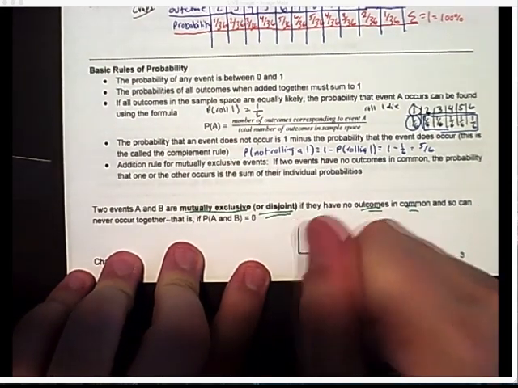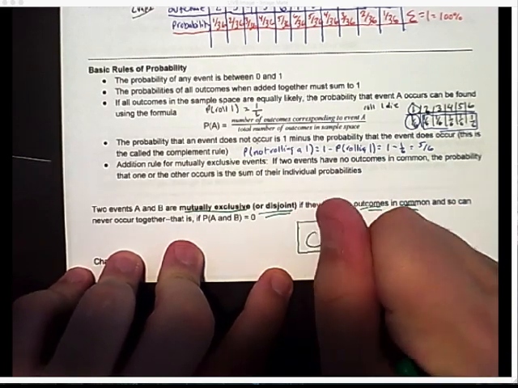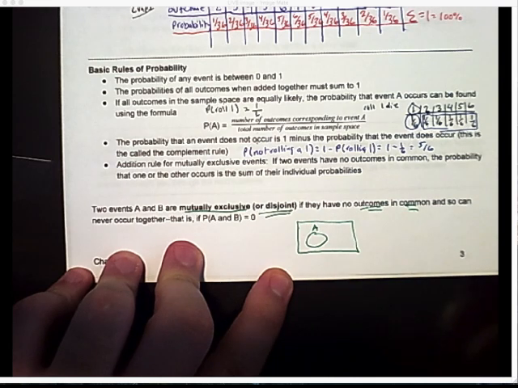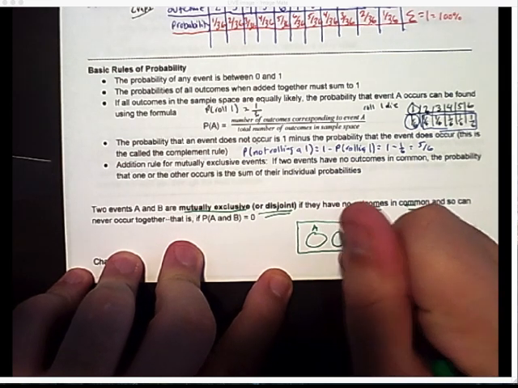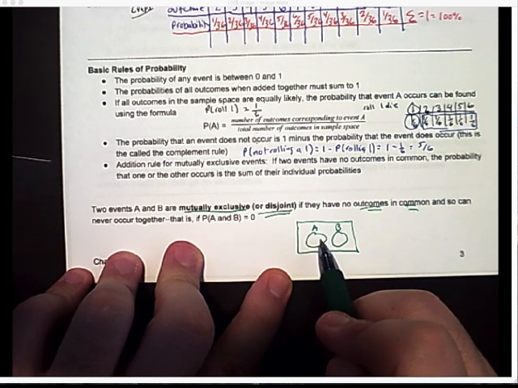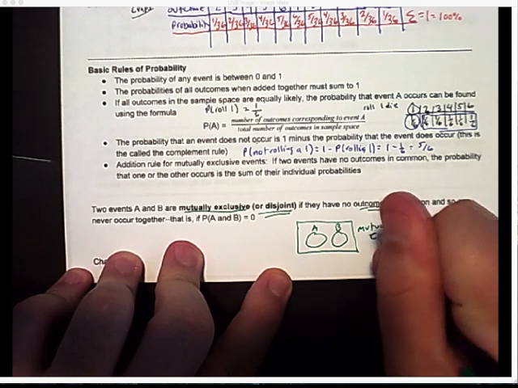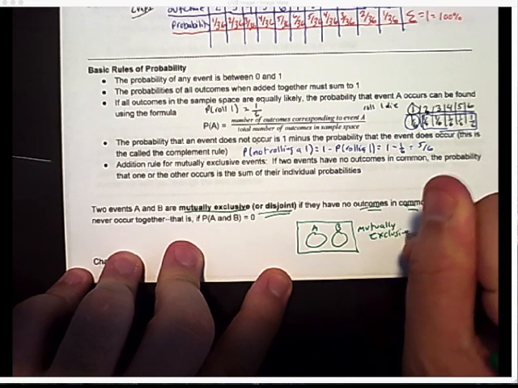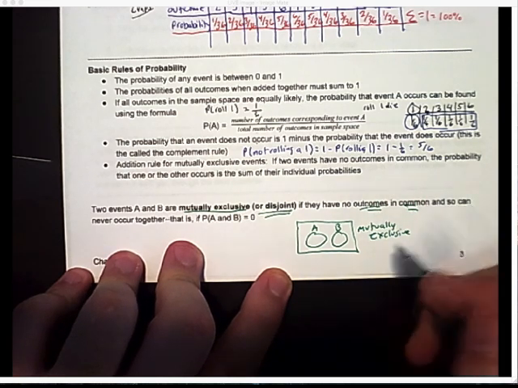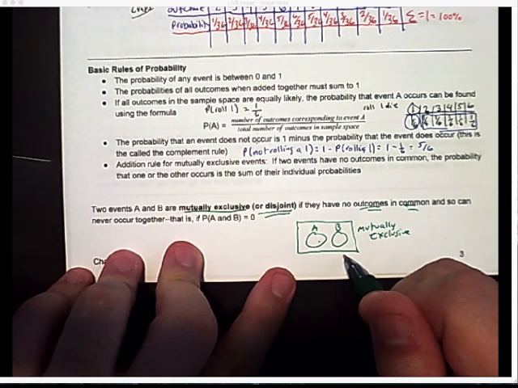So the best way to think about mutually exclusive is with a Venn diagram. If event A is this circle, and event B is this circle, and if there's no overlap, okay, then they're mutually exclusive or disjoint. All right. If there's no overlap in the circles in the Venn diagram, two events are mutually exclusive.